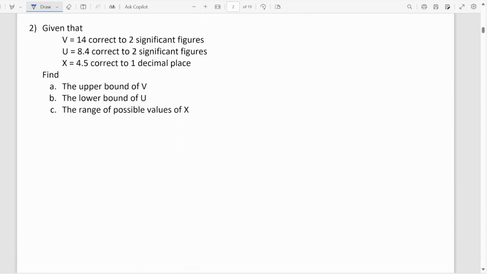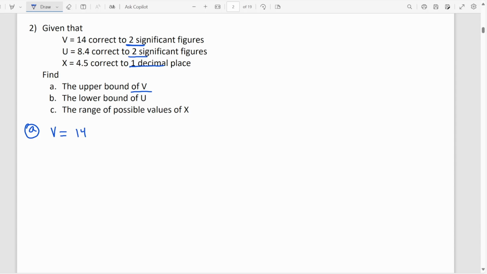All right. Given that v is equal to 14, correct to 2 significant figures, u is equal to 8.4, correct to 2 significant figures, and x is equal to 4.5, correct to 1 decimal place. Find A, the upper bound of v. Okay, so you write A right here. Let's take a look at my number. So v is 14, and it's rounded to 2 significant figures.